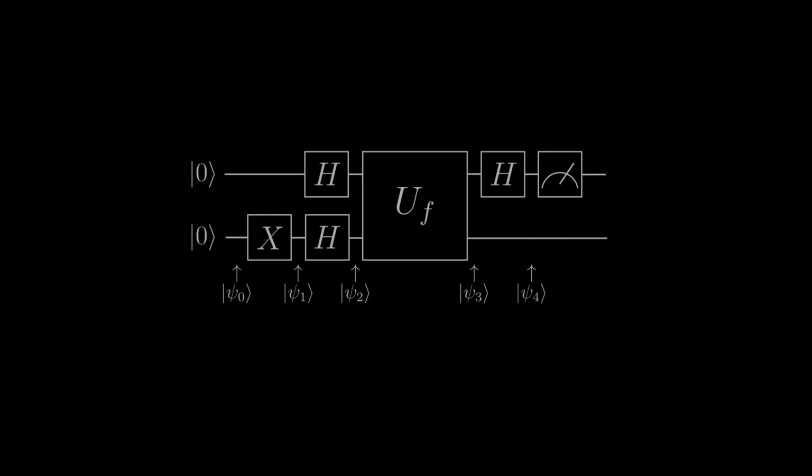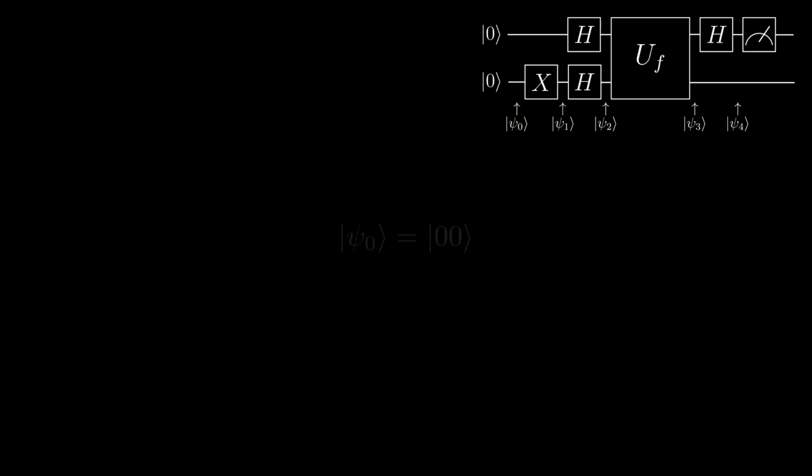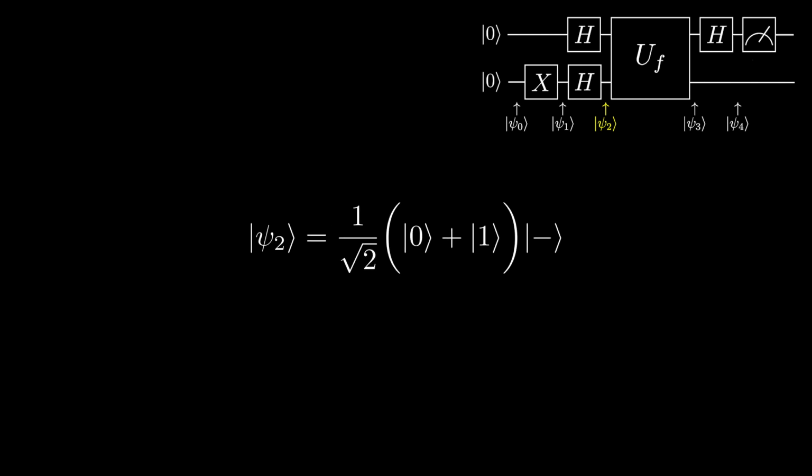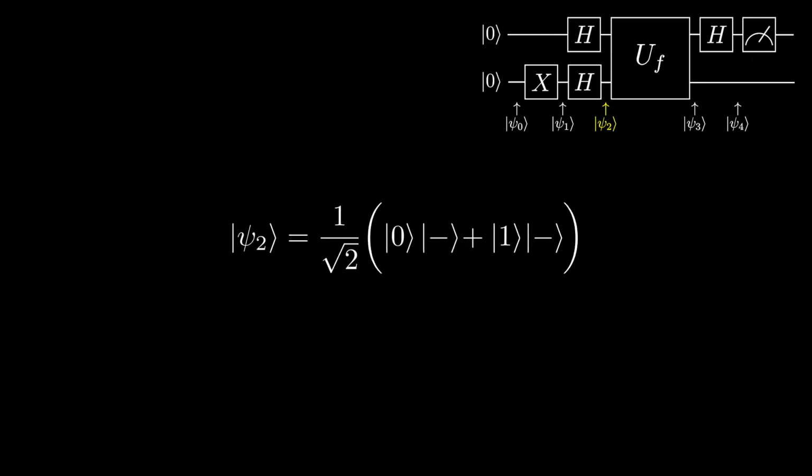Here is the circuit for the algorithm. The U_f represents the function f. At psi sub 0, the qubits are in the state 0, 0. Then at psi sub 1, the qubits are in the state 0, 1. At psi sub 2, we apply a Hadamard to each of the qubits, leaving us with the state plus, minus. Let's expand the plus state and distribute the minus state into the equation.